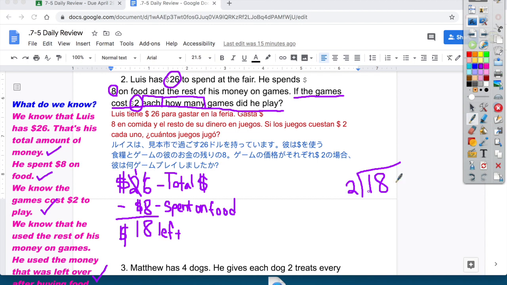We can do this two ways. You can either do it this way and use your knowledge of multiplication facts to get your answer, or you can do it this way. 2 doesn't go into 1, so we're going to put a 0 here. But 2 does go into 18. How many times does 2 go into 18? Correct. 9 times. And once we write the 9, we're going to erase that little 0.